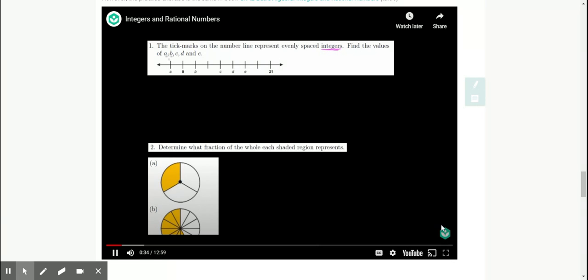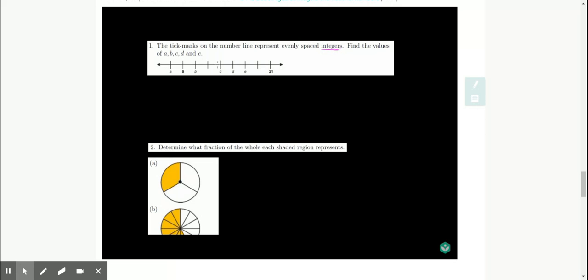So they say find the values of A, B, C, D, and E. So these are evenly spaced. And this is 0 right here. And this is 21. Let's see how many tick marks it takes us to go from 0 to 21. We have 1 tick mark, 1, 2, 3, 4, 5, 6, 7 tick marks. So 7 tick marks take us to 21. And they're evenly spaced. They tell us that. Evenly spaced tick marks. So if 7 of these take us to 21, there must be 3. Each must be a jump of 3. This must be 3, 6, 9, 12, 15, 18, and then bam, 21.